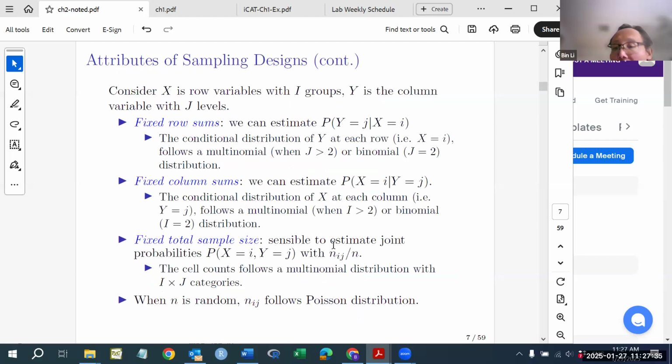Which design will we have? We'll have fixed row, fixed column, fixed total, or this one. Of course, it's this one, because the total n is random.